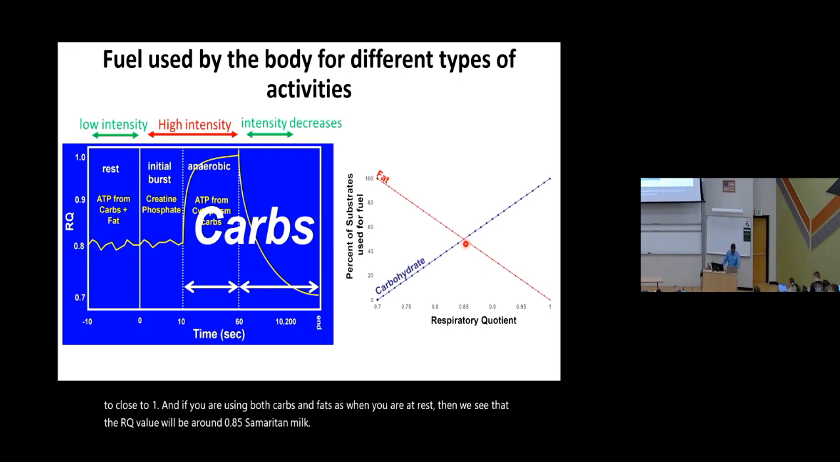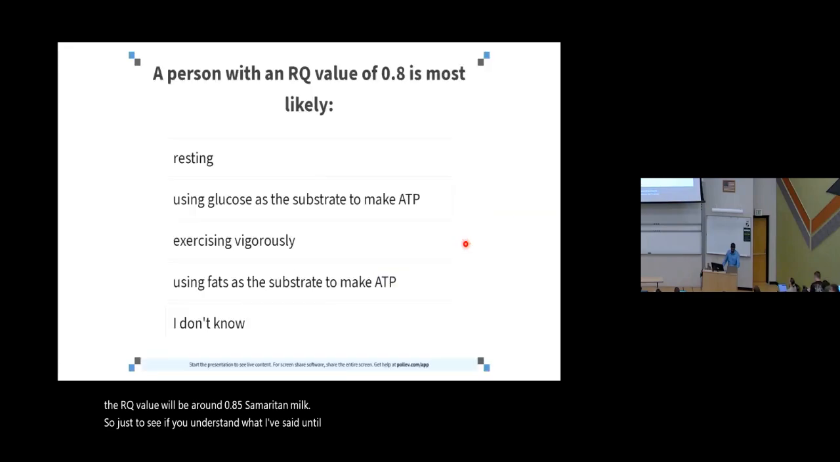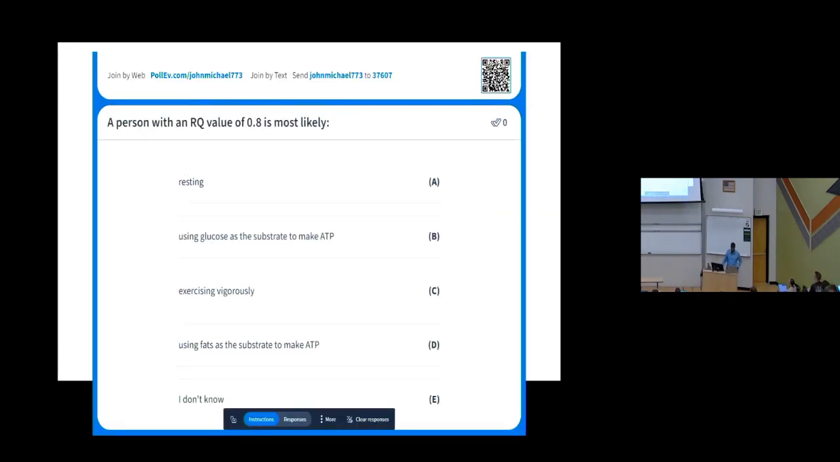So just to see if you understand what I've said until now, let's do a quick poll review question. All right. A person with an RQ value of 0.8 is most likely doing what? Resting, using glucose as a substrate to make ATP, exercising vigorously, or using fats as a substrate to make ATP. Talk to your TAs, you can talk to each other, and we can answer this question.